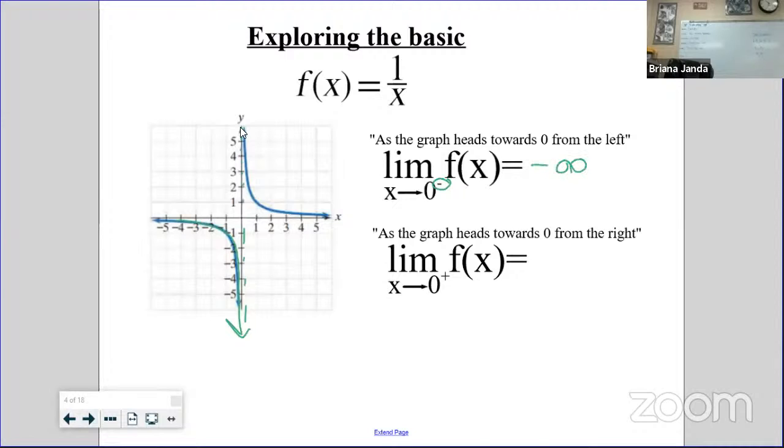If I do that same thing from the right-hand side, I get on my graph right of that number and I start tracing towards that number. And this one is headed up as I trace closer and closer to 0. Up, we know, means infinity. Well, what happens is if you're approaching a number like 0 and your graph shoots up or shoots down, it is creating what is called a vertical asymptote.